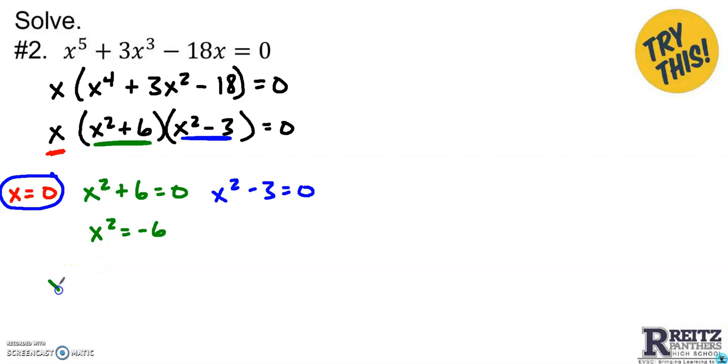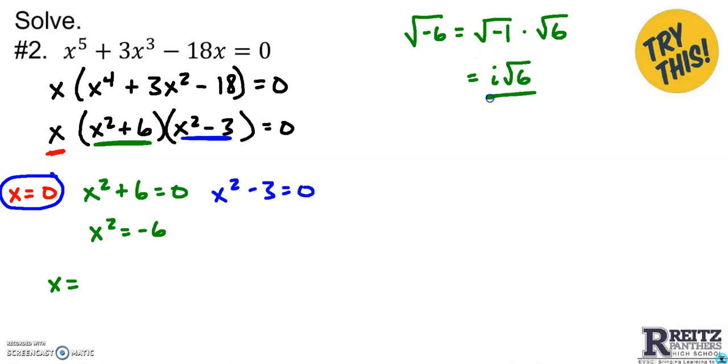Either x is the square root of negative 6. What would the square root of negative 6 be? The only thing that we could do to simplify the square root of negative 6 would be to rewrite it as the square root of negative 1 times the square root of 6. The square root of 6 won't simplify, but the square root of negative 1 is i. So we're going to have something like i times the square root of 6. Or, another option is the opposite: negative i square root of 6.